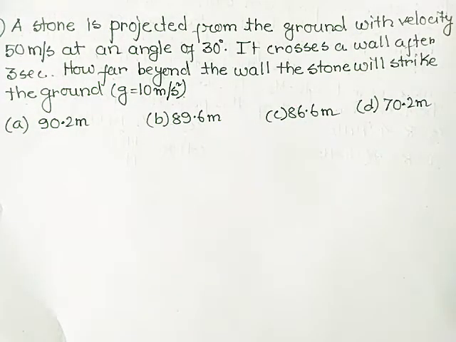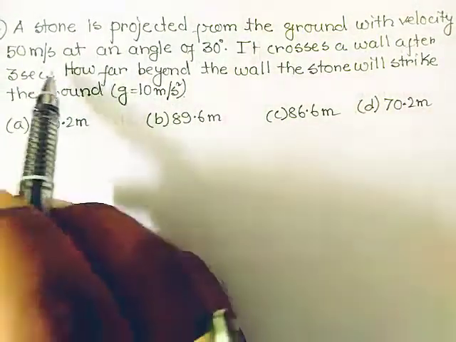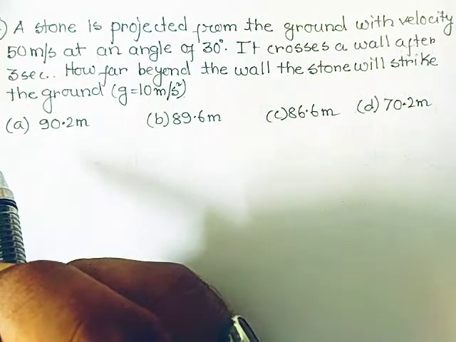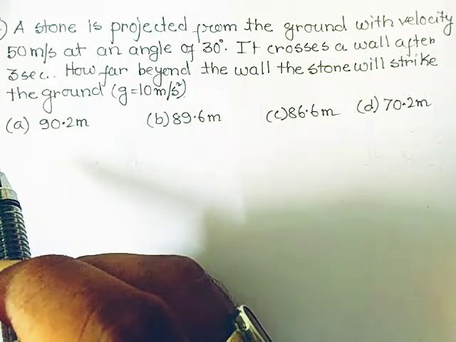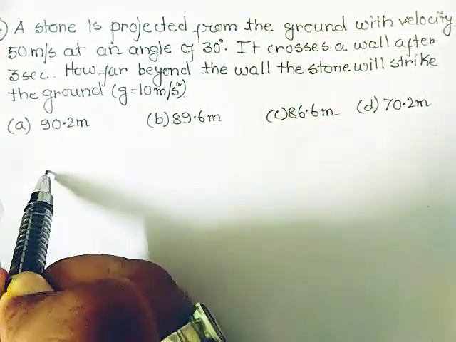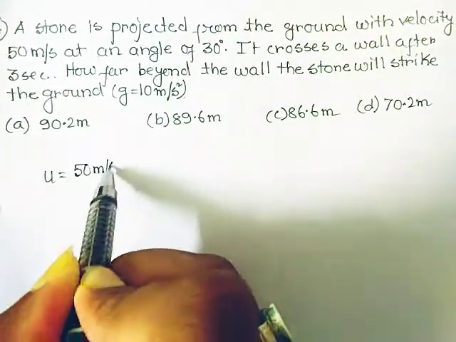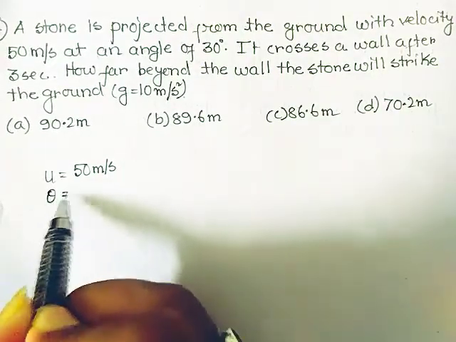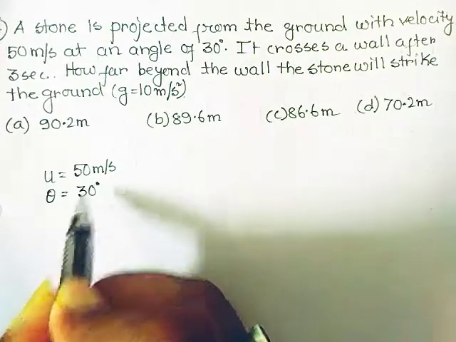A stone is projected from the ground with velocity 50 meter per second at an angle 30 degree. It crosses a wall after 3 seconds. How far beyond the wall it strikes? So we know the u is 50 meter per second. The angle of projection or throwing is 30 degree.